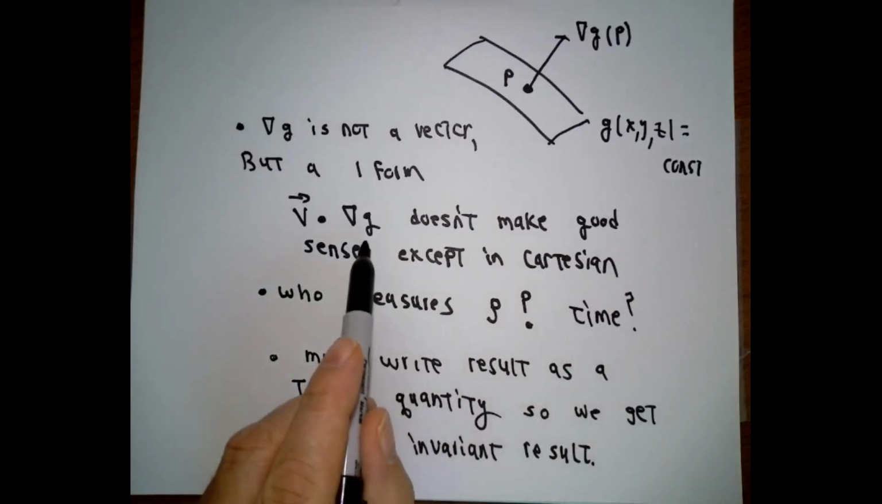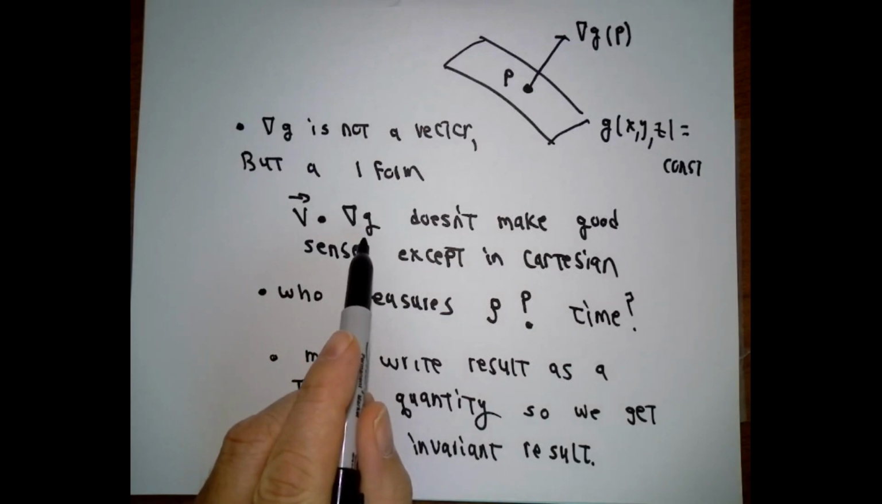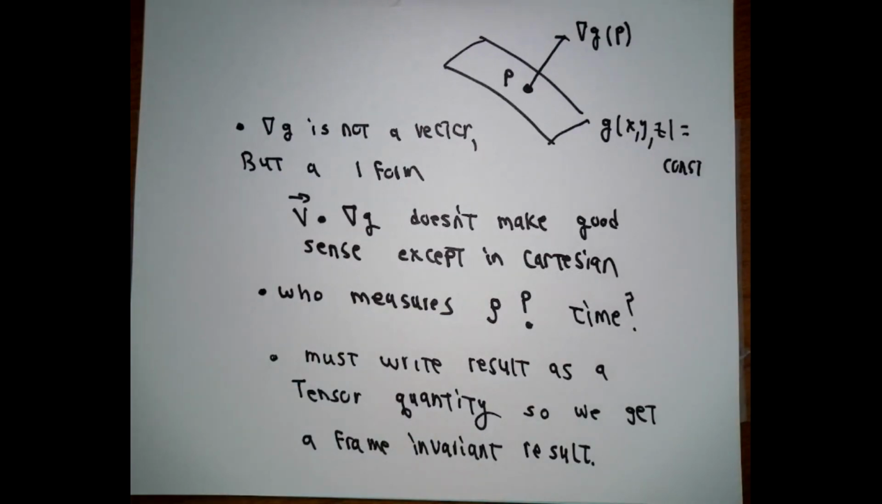So I could turn this into the vector version of the gradient of g. In Cartesian, the numbers would be the same and everything will be fine. When we can't use Cartesian coordinates, that isn't going to work. And we can't use Cartesian coordinates if our space-time is curved.